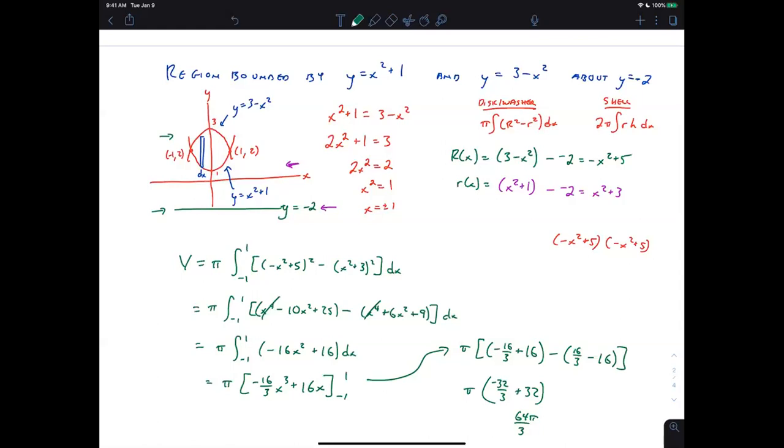Okay, so did I miss a negative somewhere? If I missed a negative, then okay, go back and fix me. But this is the idea, and I'm sorry, it's just because I'm working fast.